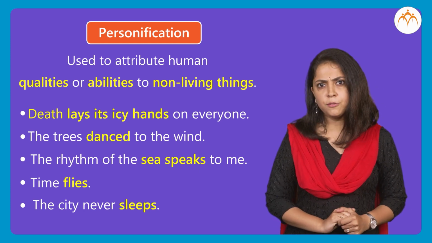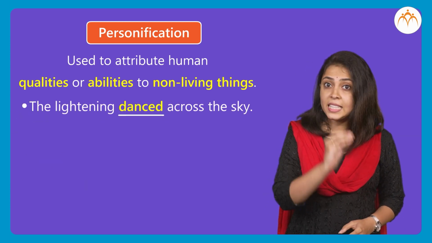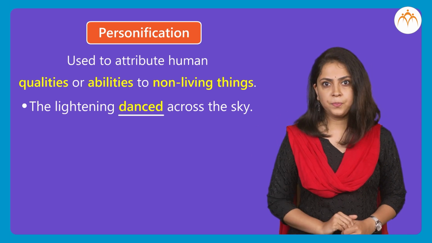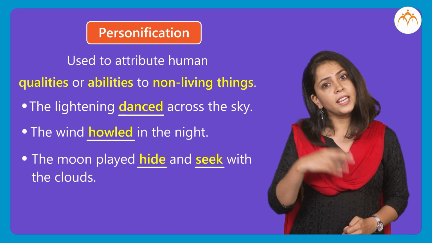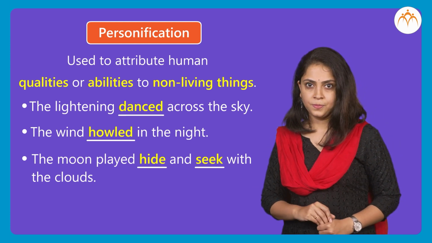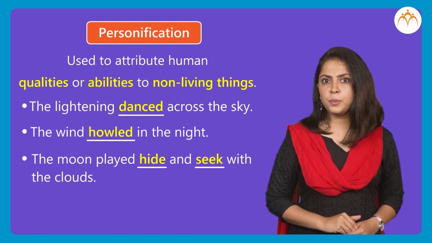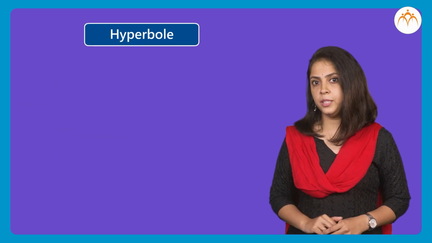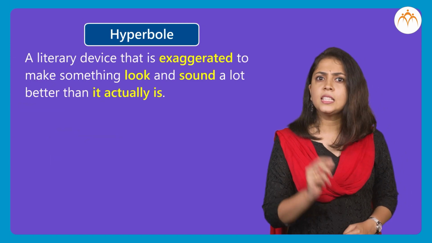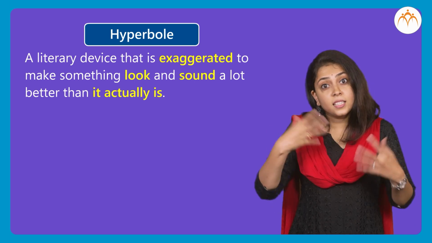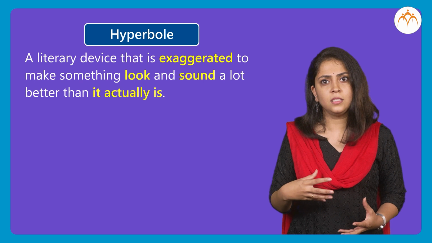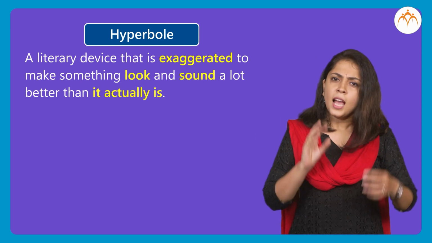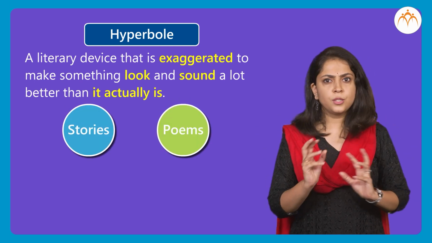Some common examples of personification are: the lightning danced across the sky. The wind howled in the night. The moon played hide and seek with the clouds. Now the last figure of speech for the study is hyperbole. Hyperbole is a literary device that is exaggerated to make something look and sound a lot better than it actually is. Hyperbole is often used in stories and poems.